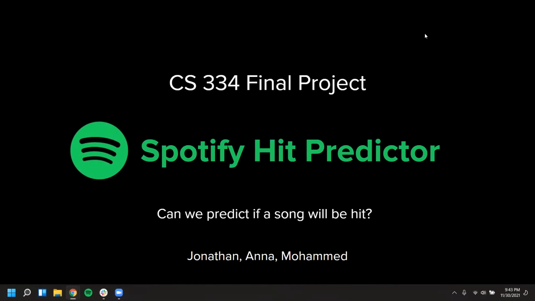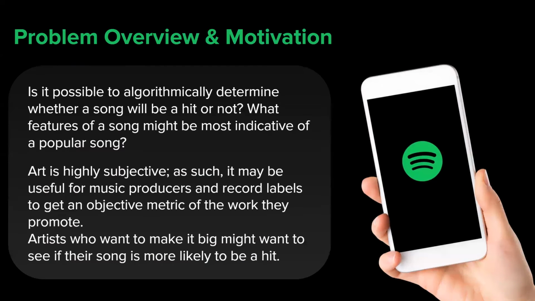Today we're going to be presenting on our Spotify Hit Predictor project. I'm Jonathan. And I'm Anna. We wanted to see if it was possible to algorithmically determine whether a song would be a hit or not.